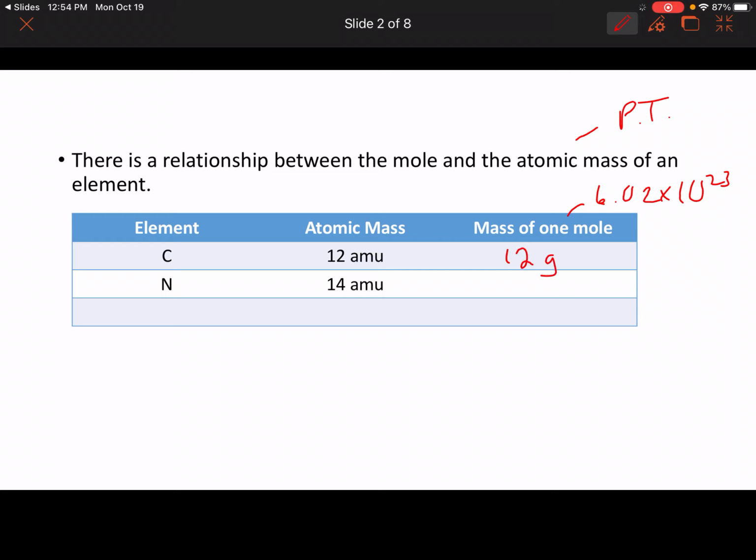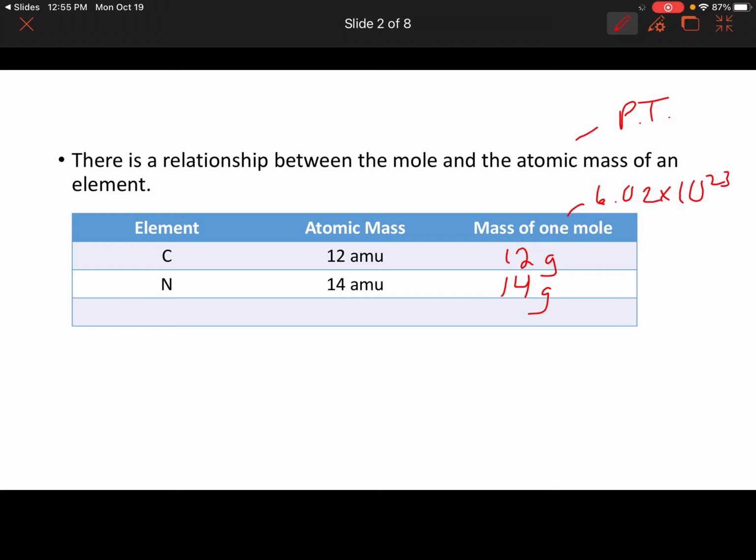So this is actually where we get the number for the mole from. We know that if you measured out 12 grams of carbon, you would have 6.02 times 10 to the 23rd atoms. And so that's where that number for the mole is all based off of. Because of that, it allows us to have this relationship between atomic mass and the mass of 1 mole. Nitrogen, the atomic mass from the periodic table, is 14 atomic mass units. And so the mass of 1 mole of nitrogen is going to be 14 grams.